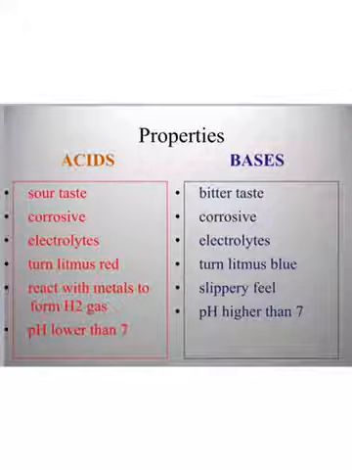When we do a litmus test on bases, the litmus test is blue, and they tend to have a slippery feel. What are some things that are slippery? Okay, fish. Yeah, fish are slippery. I want to know what the composition of that stuff is on fish. I would almost venture to say it's probably a basic sort of slime.